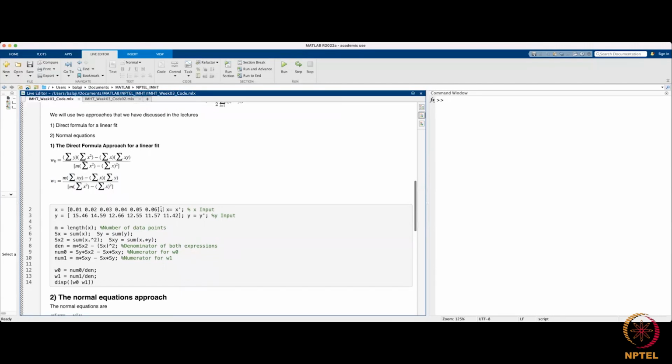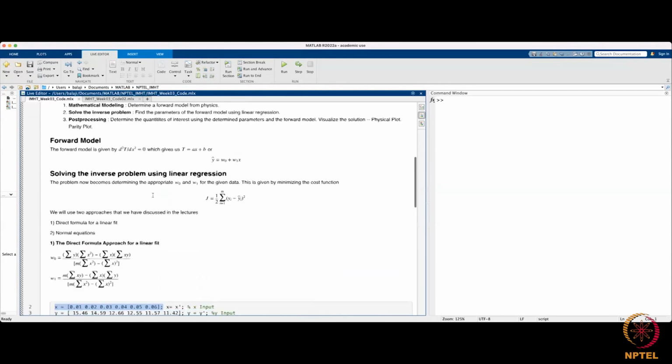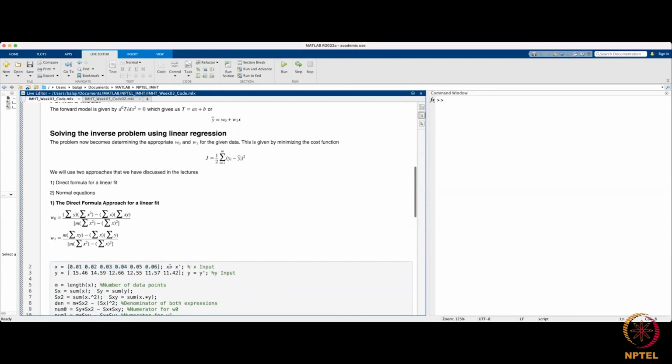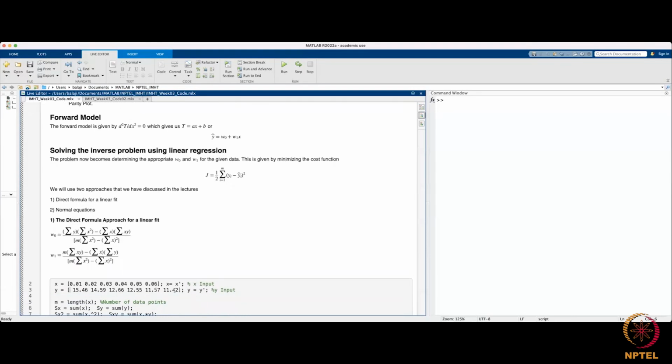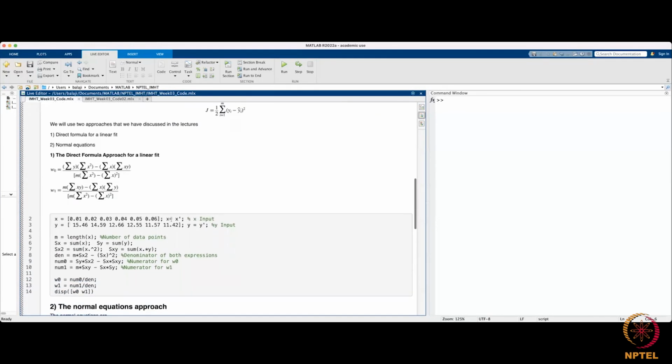First, of course, you have to write down the data. I hope I have written this down correctly. So 0.1 through 0.06, I wrote down x. This portion, x equal to x prime, is just a transpose. So this looks like a row, but I transformed it into a column by writing this. This prime here just represents a transpose in MATLAB. Same thing here. Data here is 15.46 through 11.42. I have just given those 6 y data points. And again, y equal to y transpose.